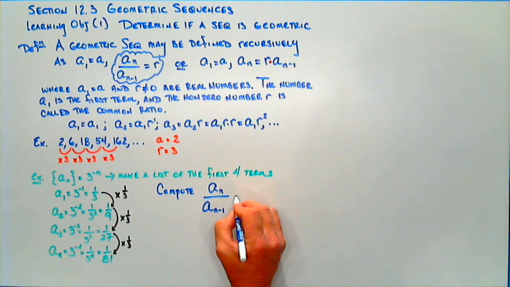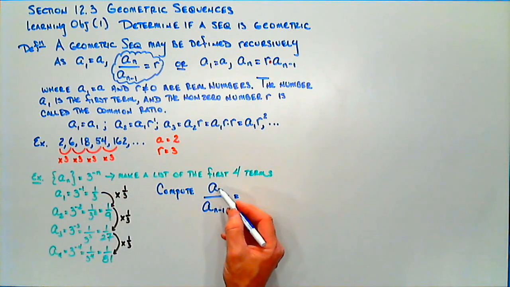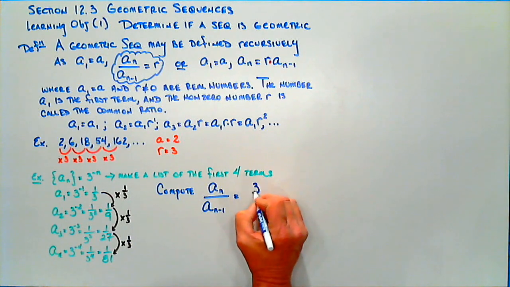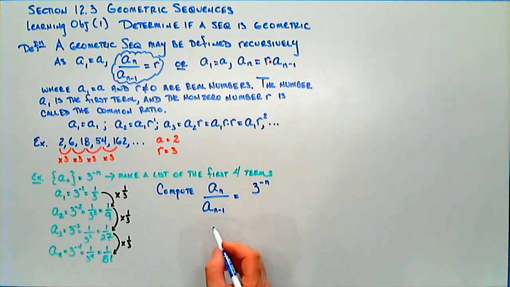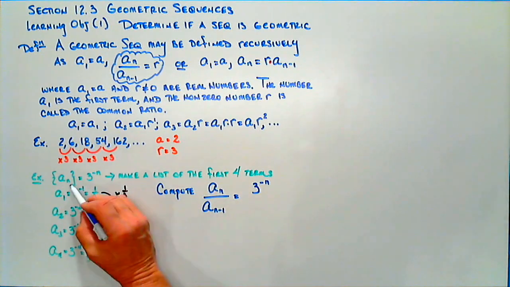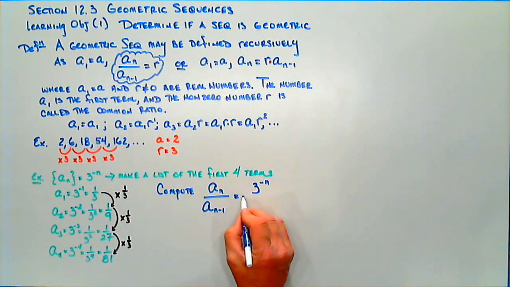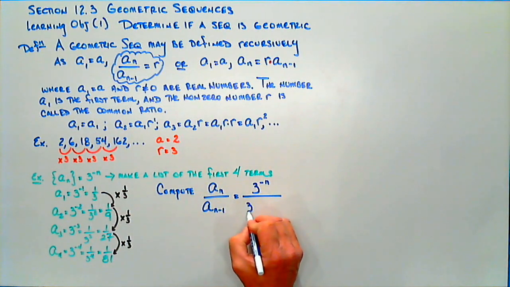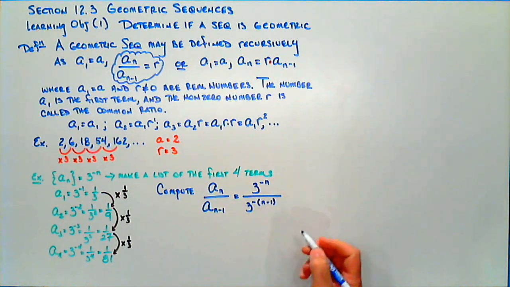Now, how are we going to do that? Well, we're going to use our general term here, and we're going to say the nth term is 3 to the minus n. Now, what about the n minus first term? Well, n minus 1, right? This is n minus 1, so this is going to be n minus 1. So this is going to be divided by 3 to the minus n minus 1.